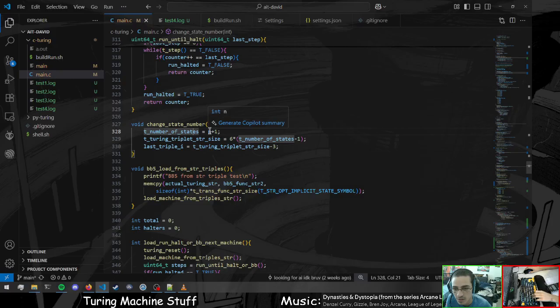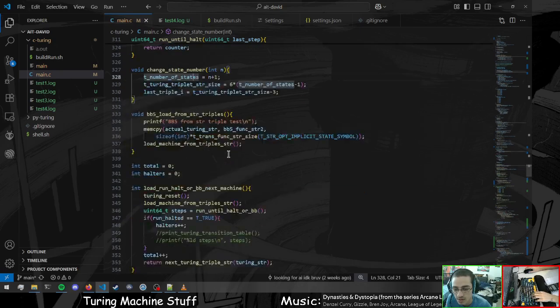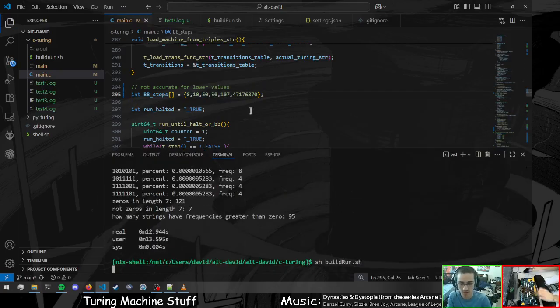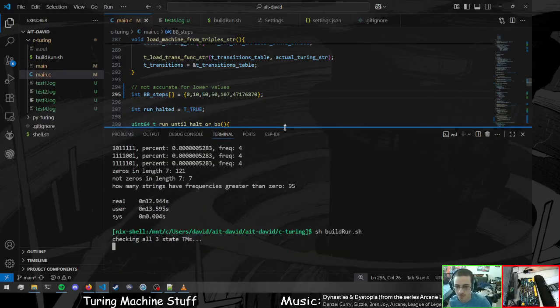Okay, so that happens. And then here it does number of states minus 1, so back to 3. So 0, 1, 2, 3. I don't know, but let's put 50 here just to make sure, see what happens. Maybe it'll actually take long.